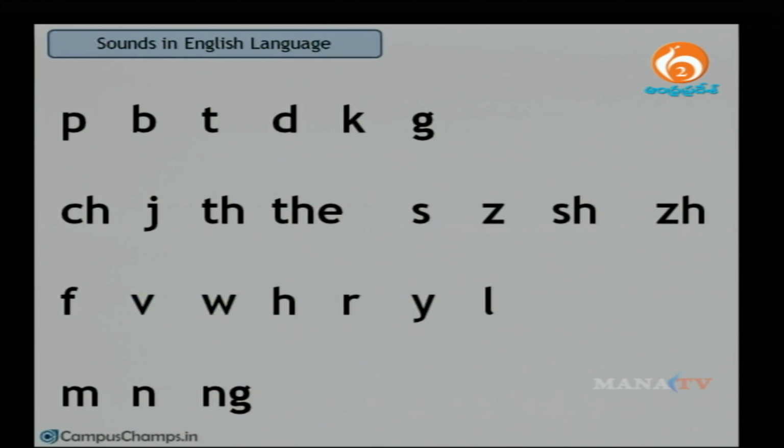Next, ch, j, th, th, s, z, sh, zh, f, v, w. Now, third line, second and third. One is V, the next one is W. How do we differentiate between these two? The first one is V, as in Victor.